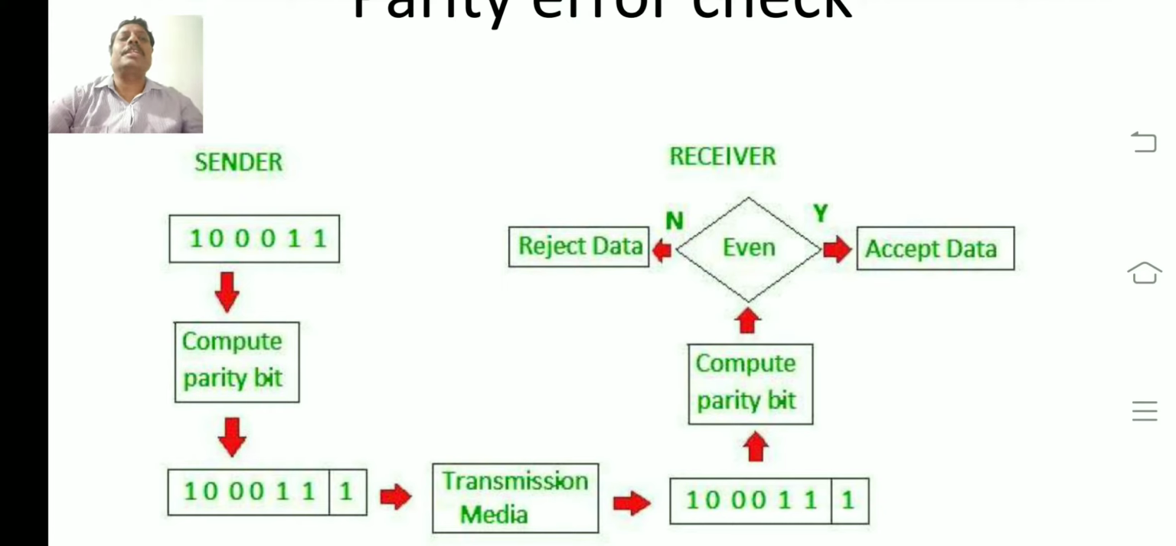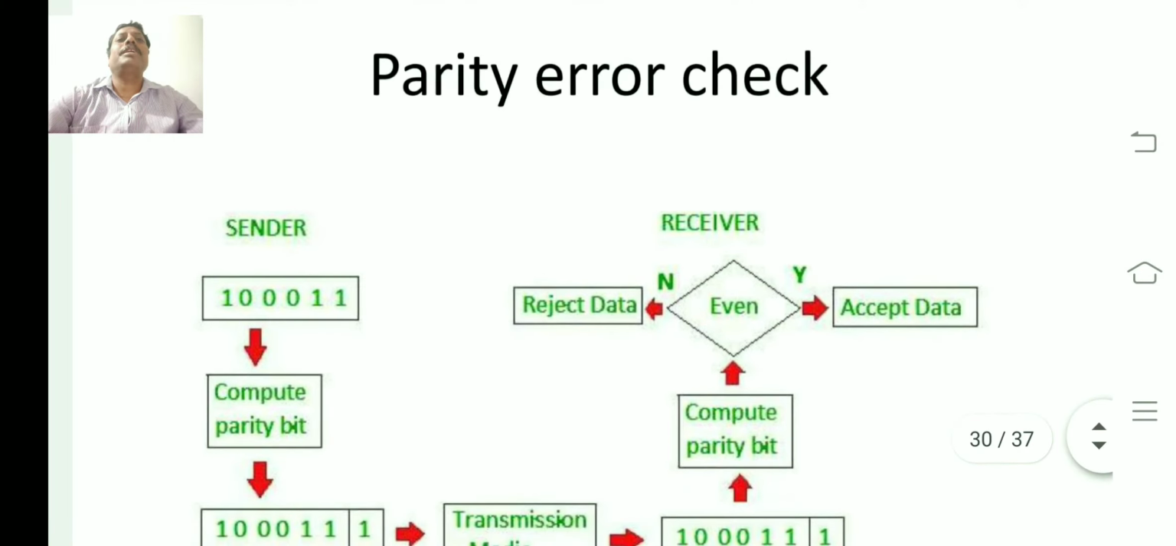The receiver will receive the data and compute the parity, the number of ones in the received data. If it is even, fine, whatever data was sent from the sender side is the same, no change. If the number of ones is not even, there is an error in the data, so it should be rejected. This is how the parity error check is done.